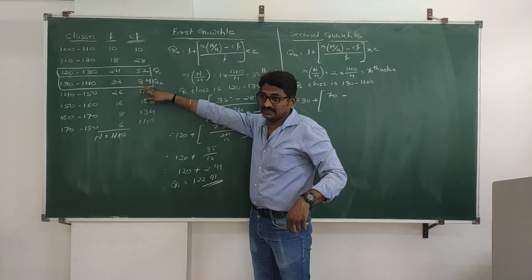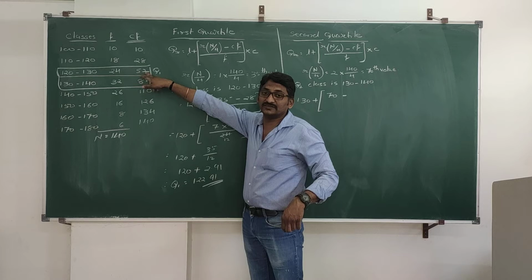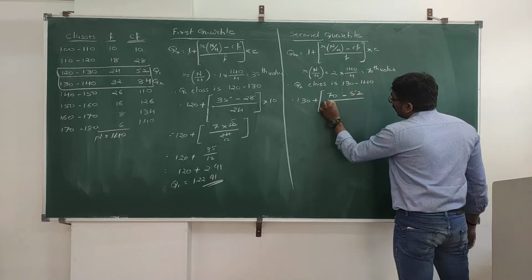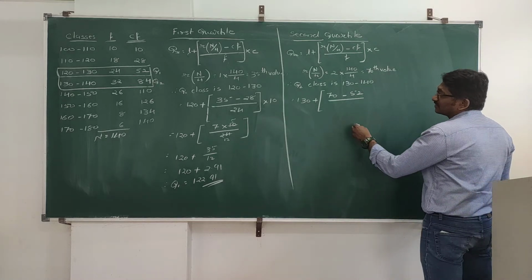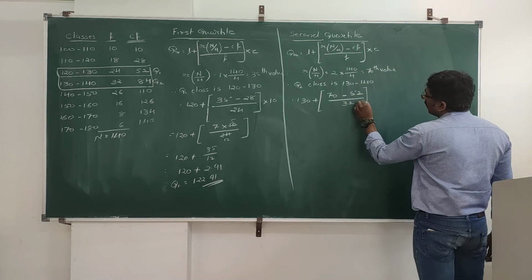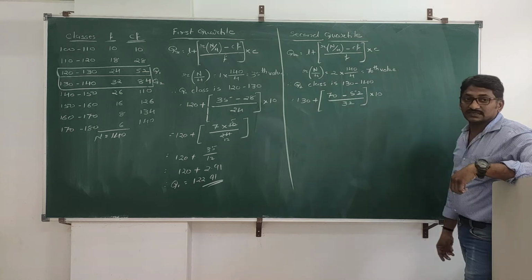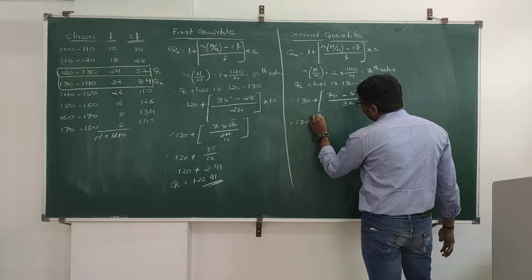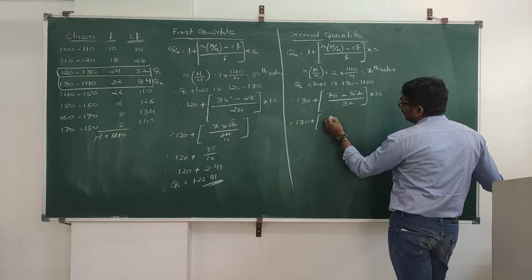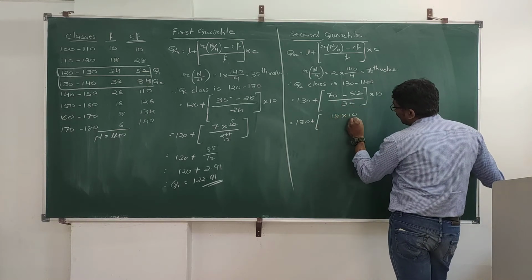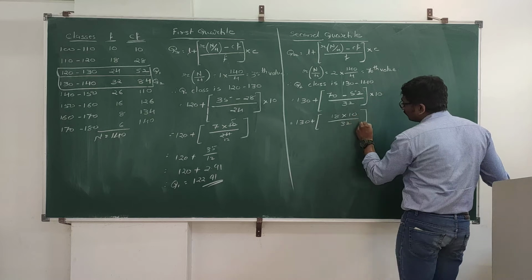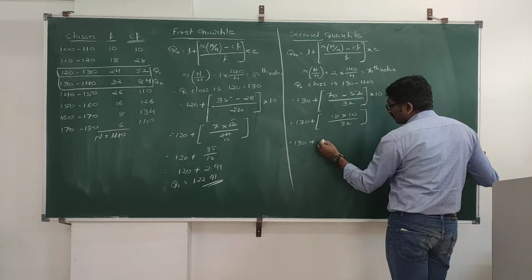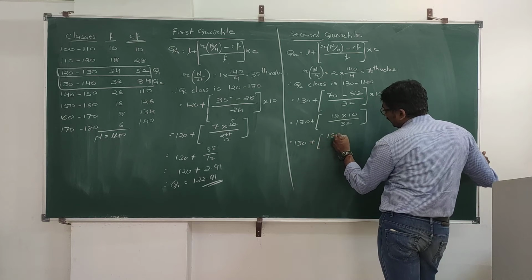Now our quartile class CF is 84, but we want the previous value. What is the previous value here? 52. Divided by the frequency of this quartile class, which is 30. Into again the difference is 10. First substitute the values, then solve. 130 plus 70 minus 52 is 18 into 10 divided by 30. So 130 plus 180 divided by 30.